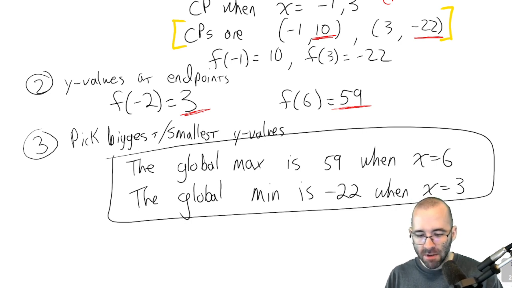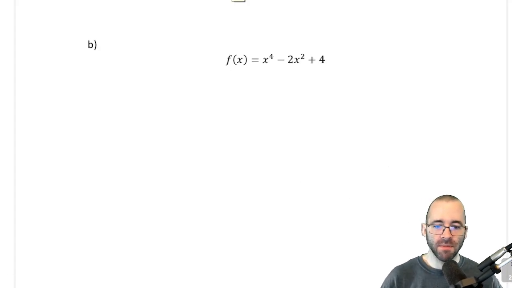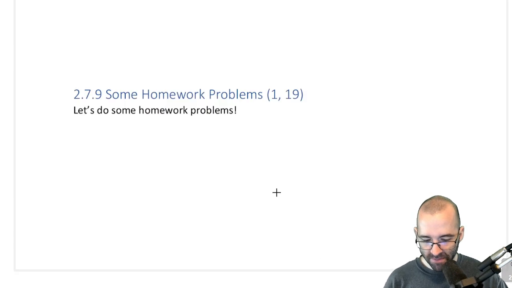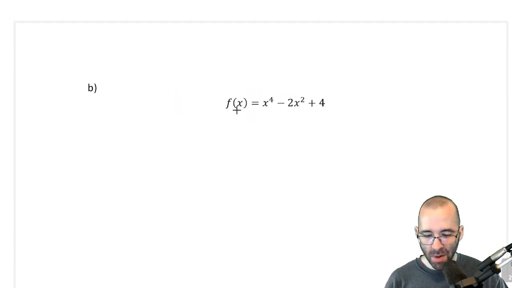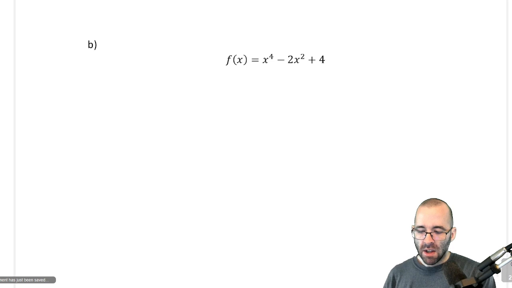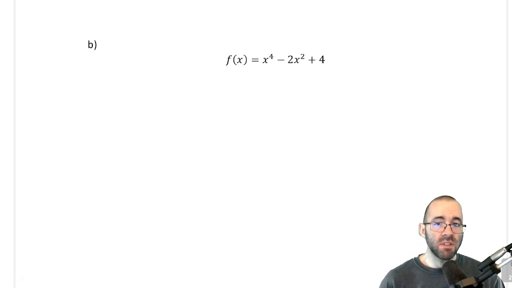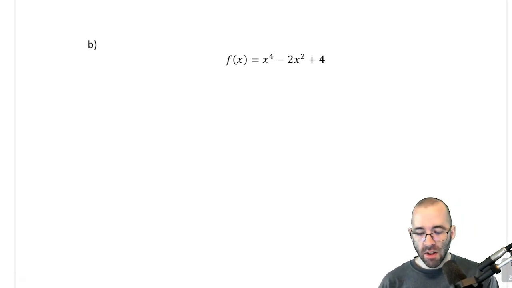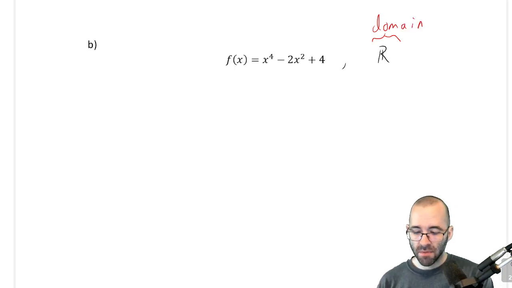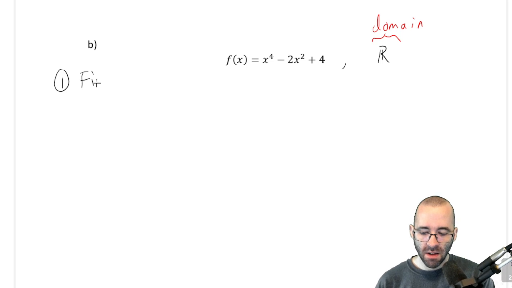All right. Last example. I think of the whole section. Oh, we got some homework problems after this. Okay, so this one didn't specify the domain. So that means our domain is all real numbers. All right, the domain is all real numbers. So this will be a little trickier, but it's the same idea.